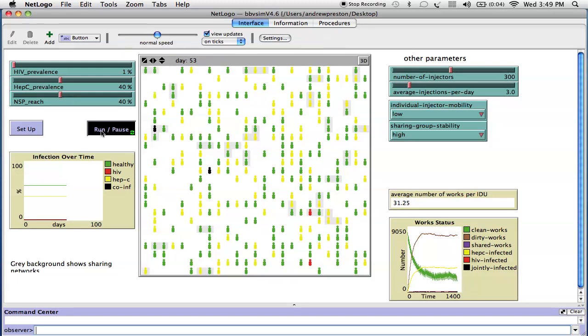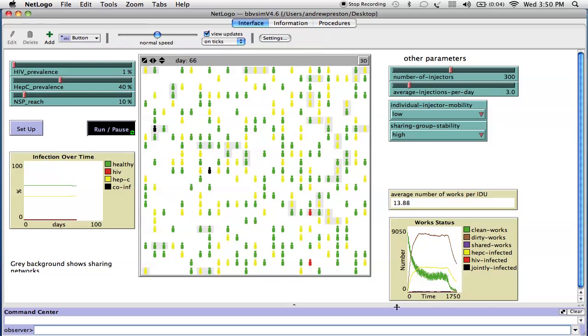But if I just pause the simulation and imagine a situation in which the needle exchanges are closed and maybe just 10% of the injectors have access to all the injecting equipment that they need, and then run again, what you find here is that the work status graph will show a massive dropping of availability of injecting equipment. So the used dirty works is falling, the amount of clean injecting equipment is just plummeting, and so is the infected equipment.